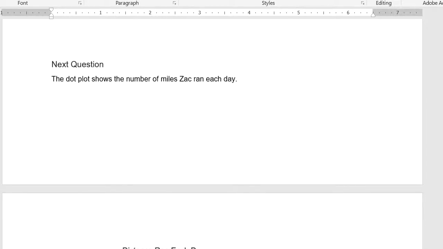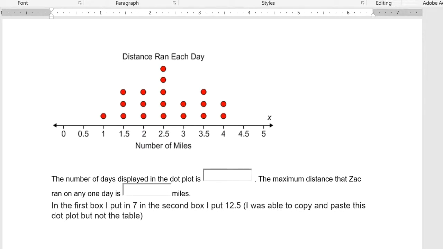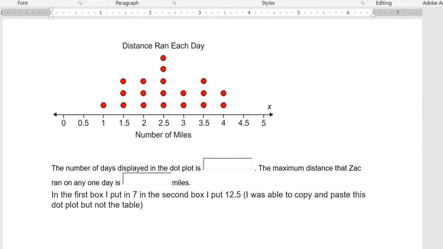So the next problem is that the dot plot shows the number of miles that Zach ran each day. And I think that the problem that we had in this question is that we just didn't read it carefully. So you have to make sure that you read each of your questions very carefully and figure out exactly what they're asking for. So in the first box, they want the number of days displayed in the dot plot. So the number of days, each day, some data is collected. So each one of these red dots is one day. So you would just basically count up all of the days.